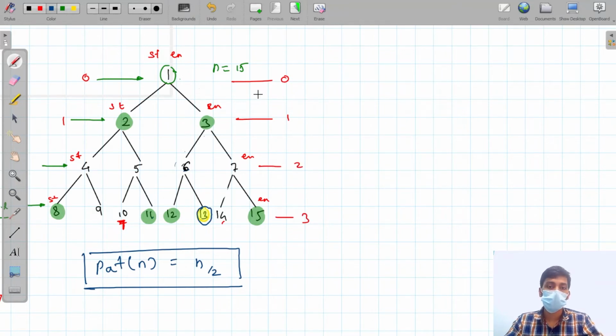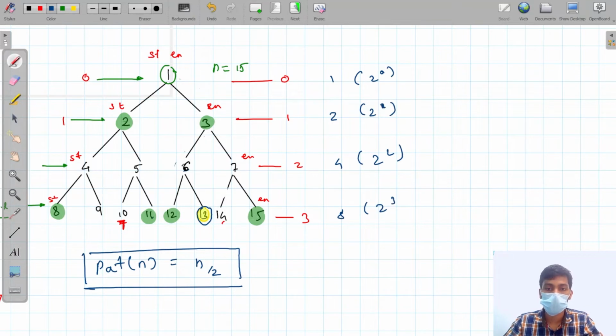If we observe carefully, can I say that the starting points are what? 1, 2, this 4 and 8. These are nothing but 2 raised to the power 0, 2 raised to the power 1, 2 raised to the power 2, 2 raised to the power 3, right? These values are equal, right? So can I say that 0, 1, 2, 3 are nothing but our levels? So can I say that 2 raised to the power level is going to give us our starting point? And also we can call it nothing but the last level value.